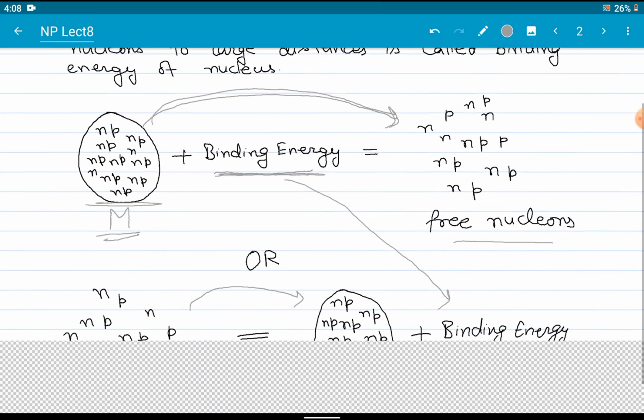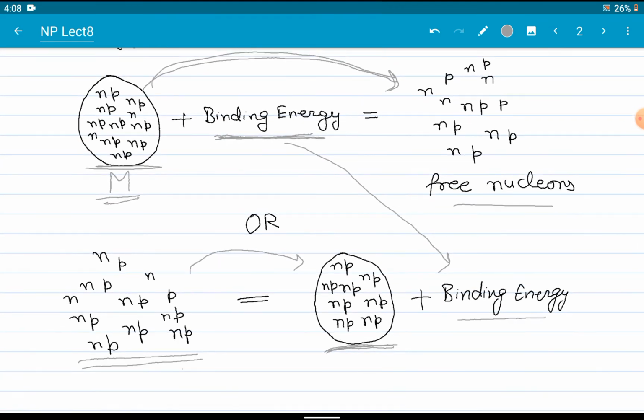In the case of a nucleus, the binding energy is the energy with which nucleons are bound, or the energy which is released when free nucleons are bound within a nucleus to form a nucleus. Then this amount of energy is released, which is called binding energy. Okay, now let's come on to the next page.